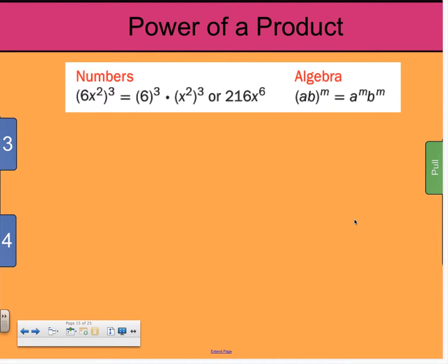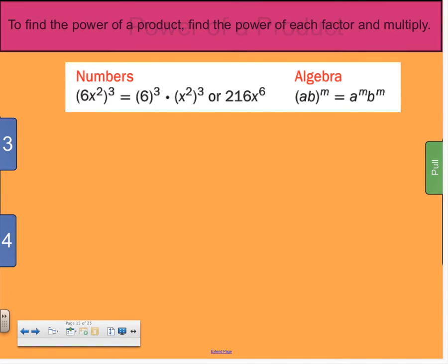This lesson is known as power of a product. The names can be confusing, but if you pay attention, you won't need to memorize the name. You will just need to know what to do when you see a monomial raised to a power. So power of a product says this: to find the power of a product, find the power of each factor and multiply.